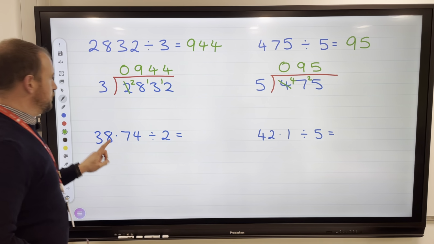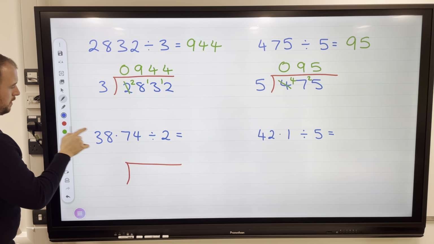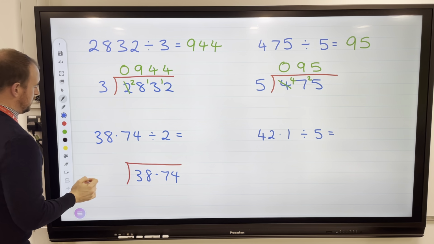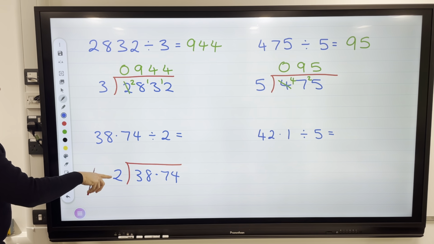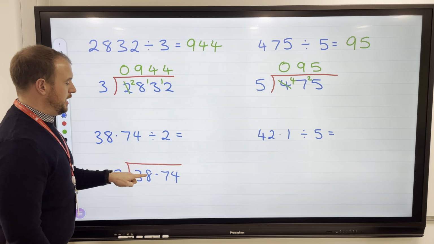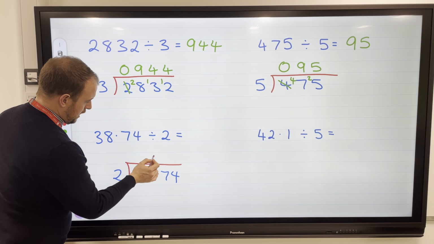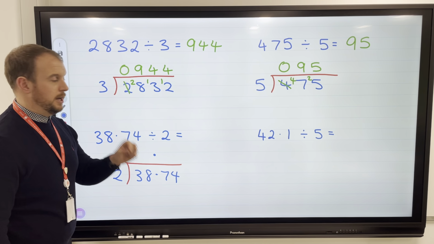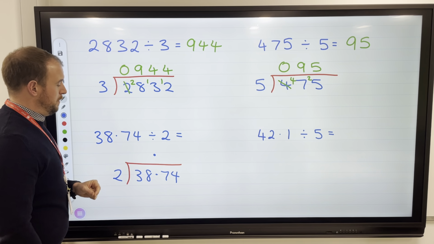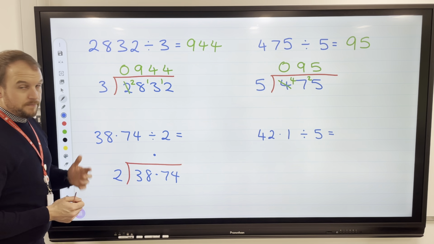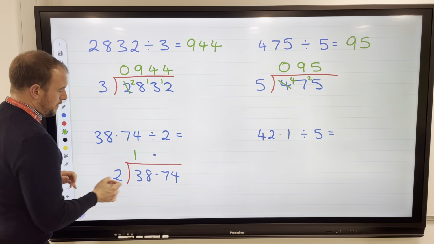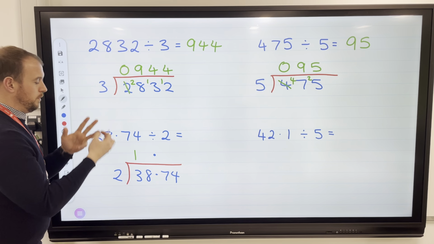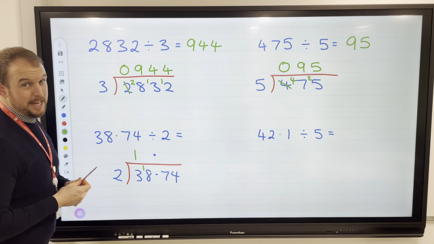Decimals, exactly the same thing. Draw the bus stop. First number is inside the bus shelter, the bus stop. Second number is outside in the rain. So we're now going to work out how many 2s go into 38.74. First things first then, let's put our decimal point where the answer would be straight away. Let's do that before we forget, otherwise the answer would be incorrect. Does 2 go into 3? Yes, it does. It goes in once. But how many left over? 1, because 2 times 1 is 2, and then to get to 3, we add on 1 more. That 1 goes in front of the 8 to make 18.